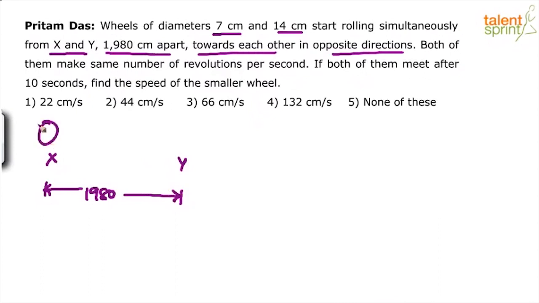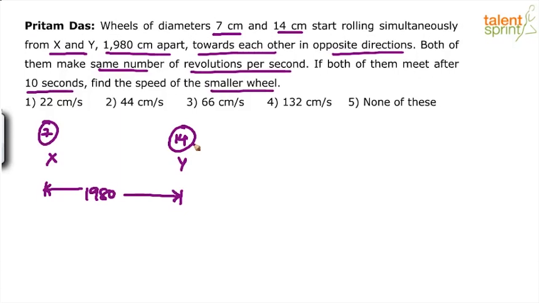This is the wheel which has 7 cm diameter, and this is the wheel which has 14 cm diameter. Now both of them make the same number of revolutions per second. If this wheel rotates 3 times, this also would rotate 3 times. If this rotates 7 times, this would also rotate 7 times. Both wheels meet after 10 seconds, which means both of them together will cover 1980 centimeters in 10 seconds. We have to find the speed of the smaller wheel.